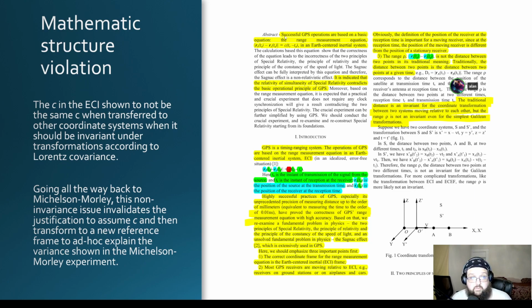So the abstract here: the successful operation of GPS is based on the range measurement equation in the ECI system, and it is indicated that the Sagnac effect is not a relativistic effect, and that the relativity of simultaneity is also contradicted by the basic operations of the GPS principle. So here Wang goes over the GPS range measurement equation to get us familiar with it.